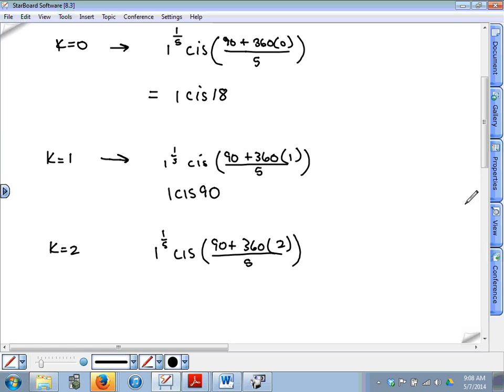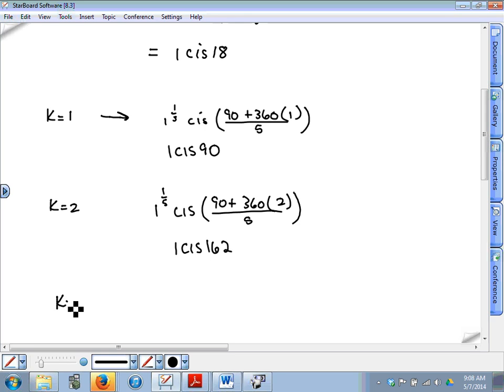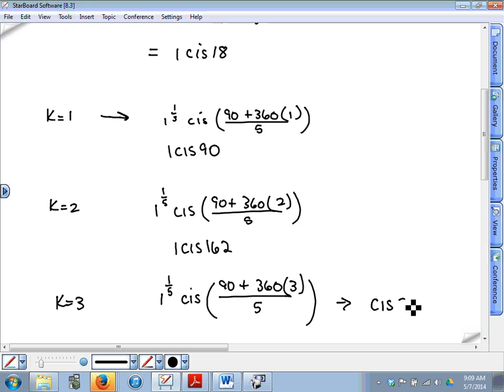Ooh, we got to go. We have 1 minute exactly. It's 162. The whole thing turns into 162? So that's 1 cis 162 degrees. For k equals 3, 360 times 3 plus 90 divided by 5 was what? So this is cis 234.